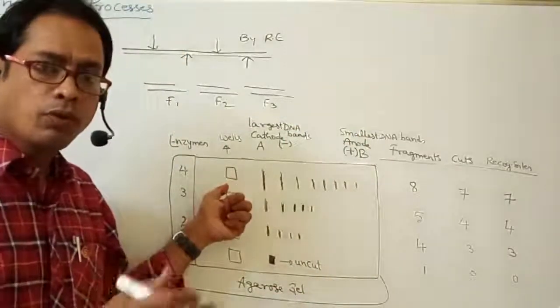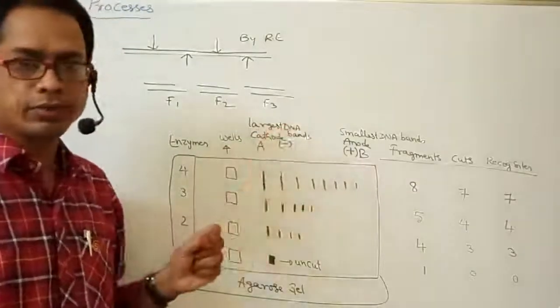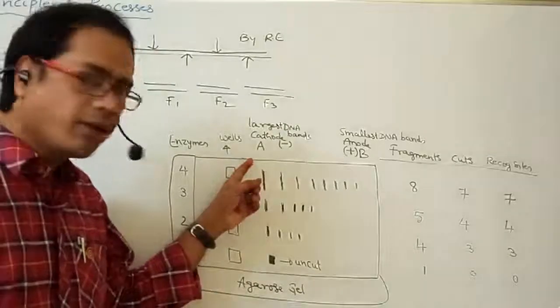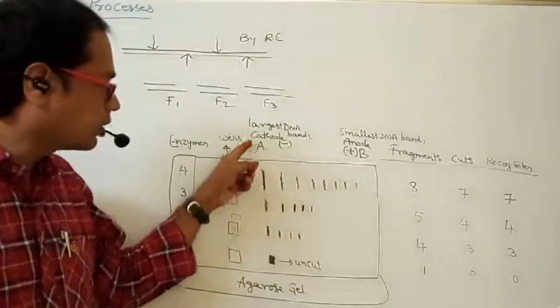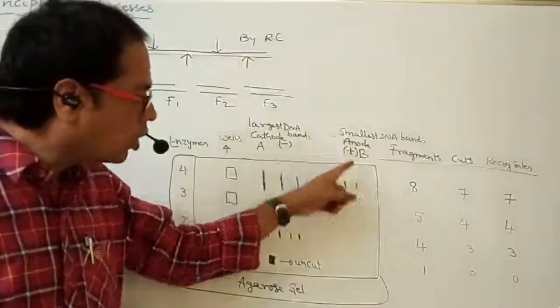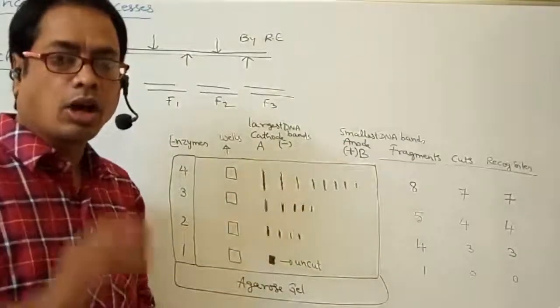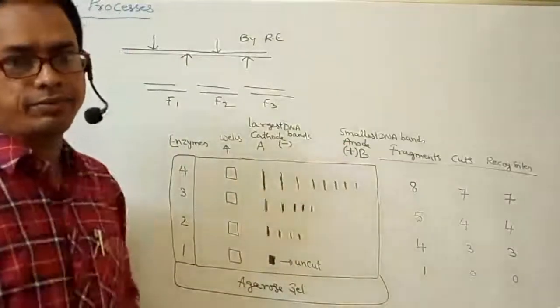DNA fragments will move from cathode to anode. So larger DNA fragments are at cathode A. Smallest DNA fragments are at anode B. So these DNA fragments are not visible to our naked eye.